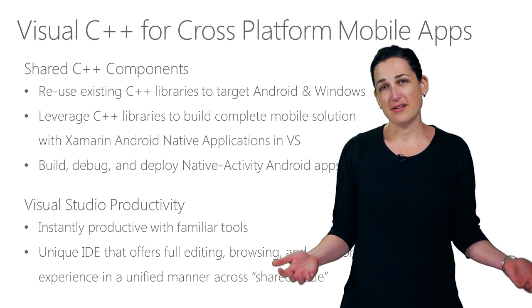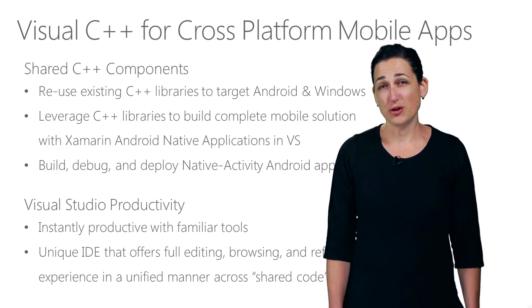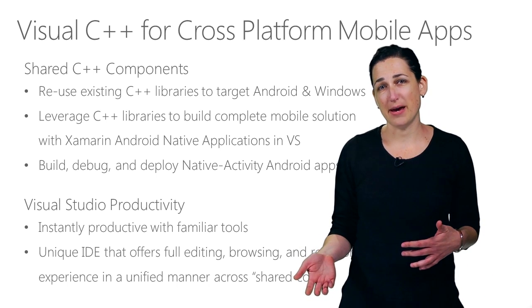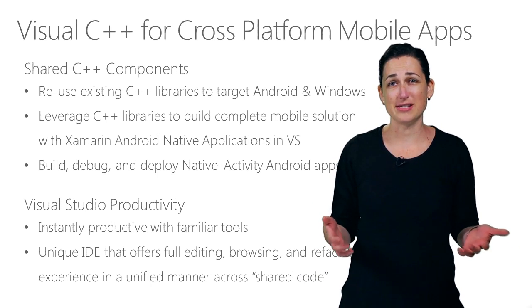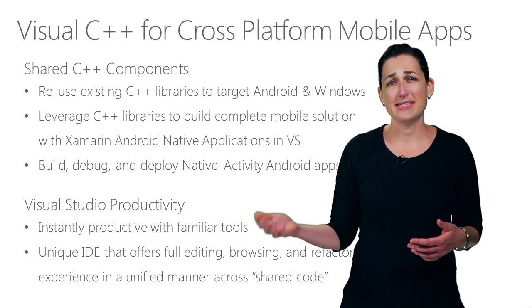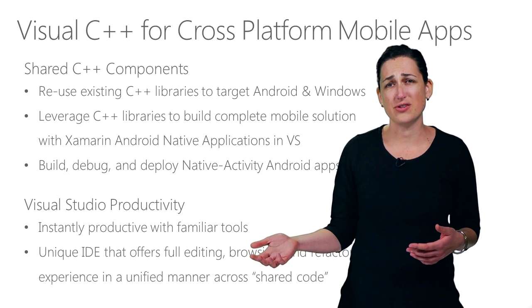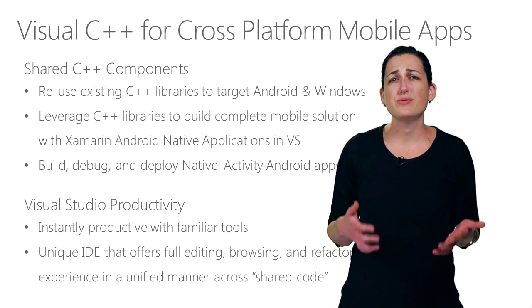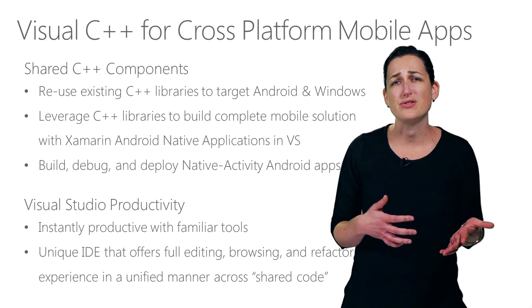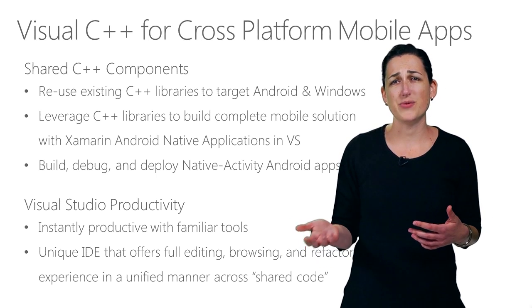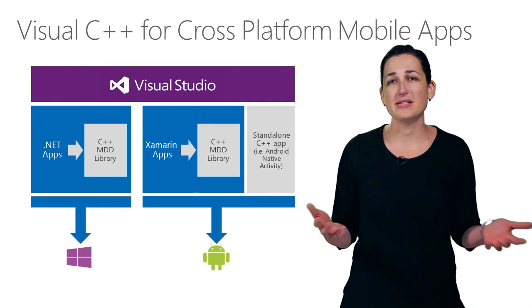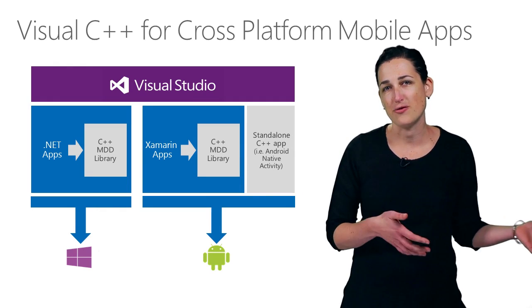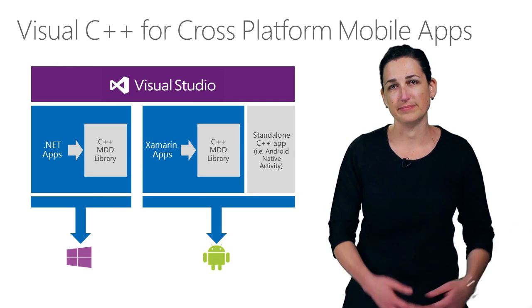With support for multi-device C++ in Visual Studio, you can reuse existing C++ libraries to target multiple platforms. You can leverage C++ libraries to build complete end-to-end Xamarin Android native applications in Visual Studio. You can do this with the productivity you've come to love in Visual Studio, with familiar IntelliSense, refactoring, and debugging tools. You can also build, debug, and deploy native activity-type Android applications in Visual Studio.